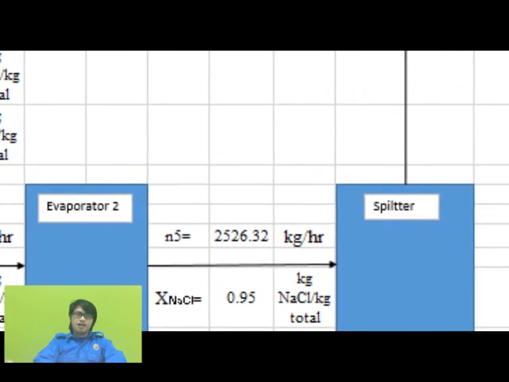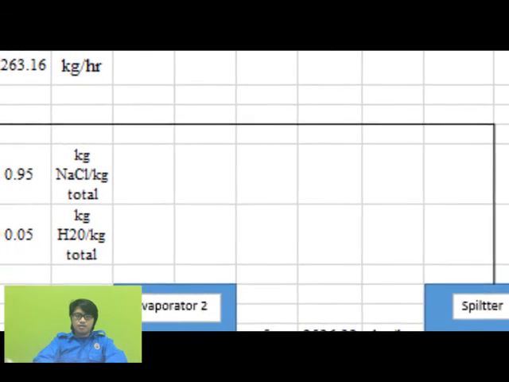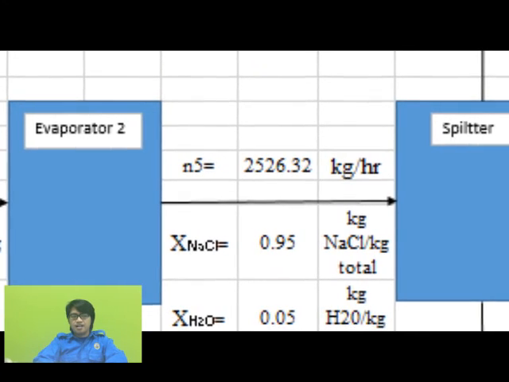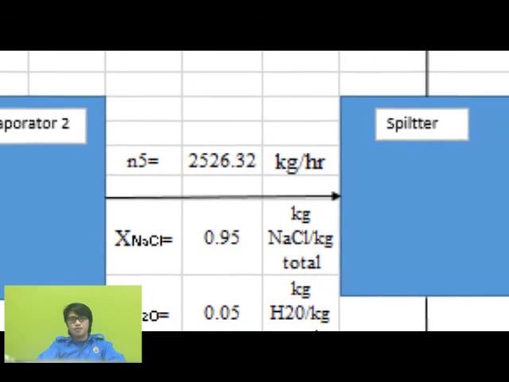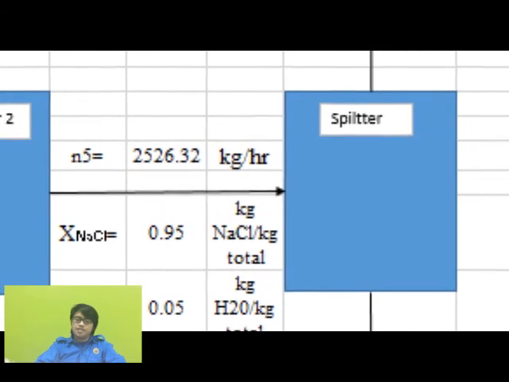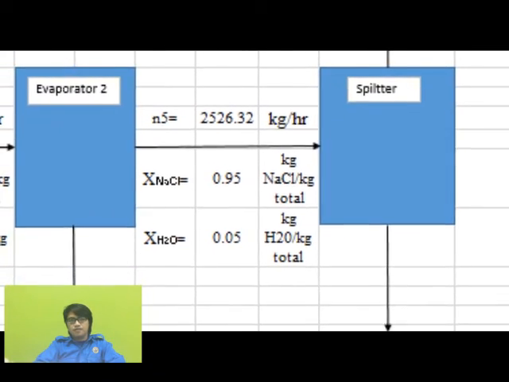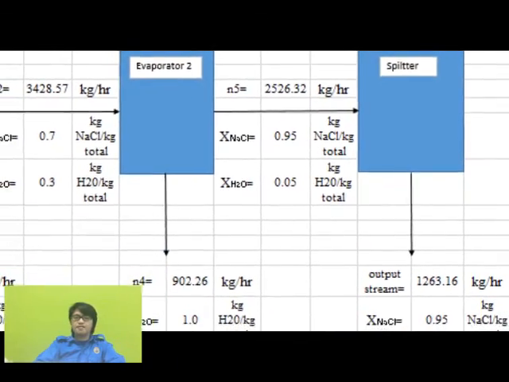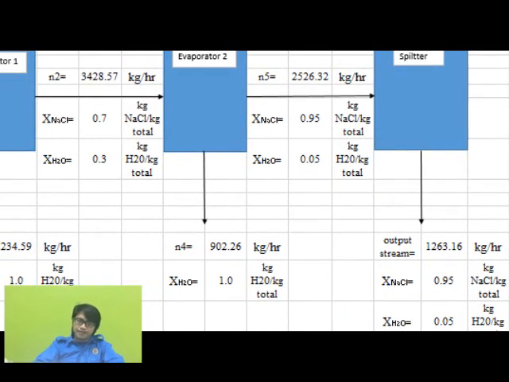And after that, half of the amount is recycled, which is 1263 kg per hour, and the other half is moved to the output stream. The amount is the same as the recycled stream, and the mass fraction is also the same as the stream fed into the splitter, which is 0.95 NaCl and 0.05 H2O.